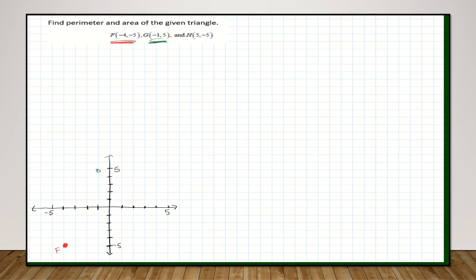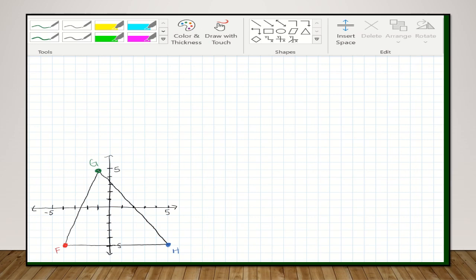So let's go ahead and start with point F. Then we're going to plot point G. And lastly, we're going to plot point H. And because I want to get as much information as possible from the diagram, I'm going to go ahead and form my triangle here.